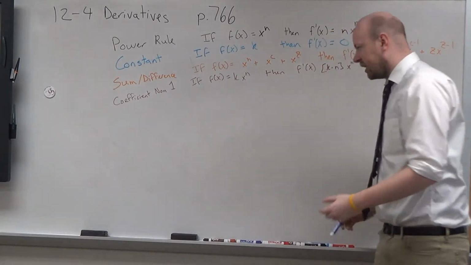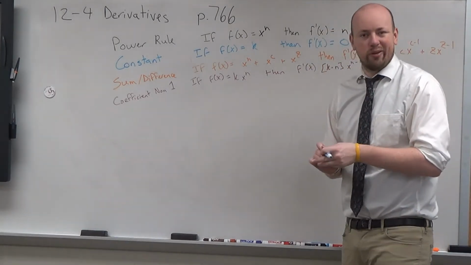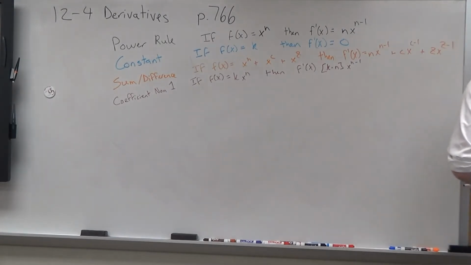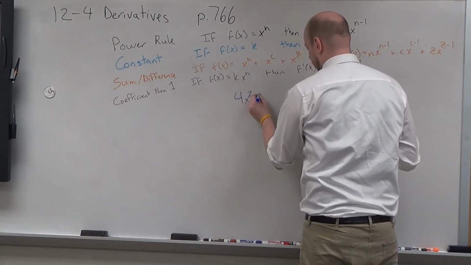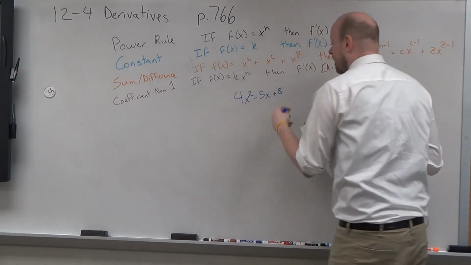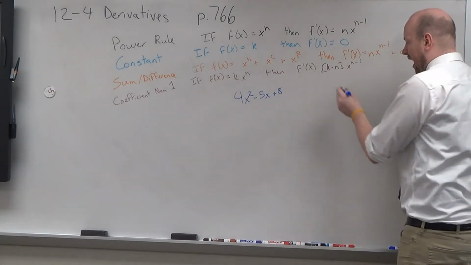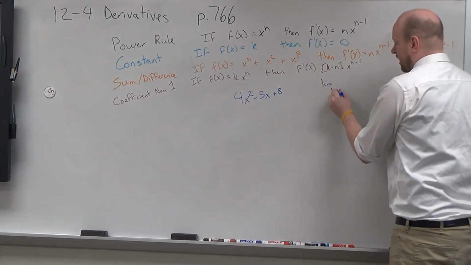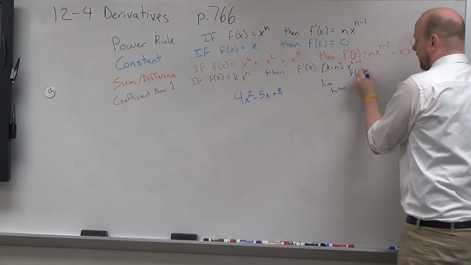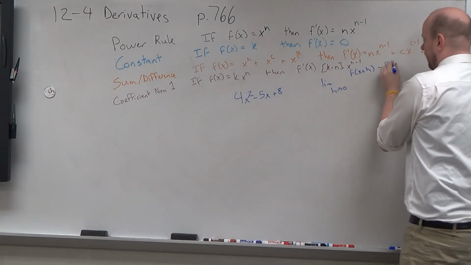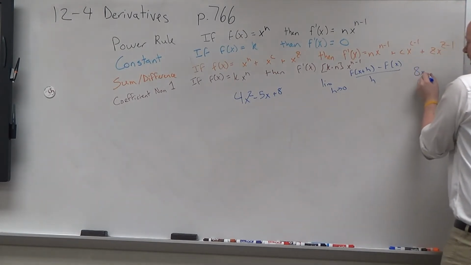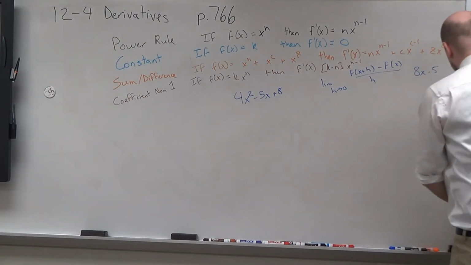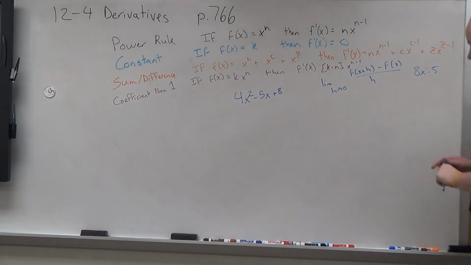So, for example, let's say we use the numbers we had in example 1 to follow all those rules. The example 1 we had was 4x squared minus 5x plus 8. And we already did the derivative of it, remember? After doing the limit as h approaches 0 of f of x plus h minus f of x over h. We did all that stuff, we ended up with 8x minus 5. So let's see if the same thing happens.